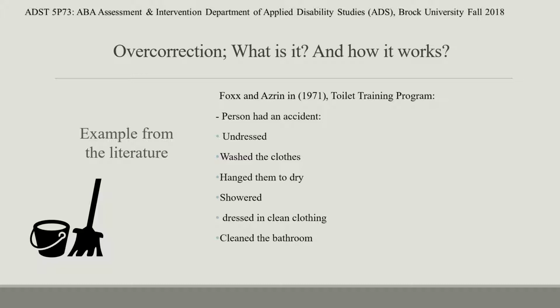The learner is required to engage in effortful behavior that is directly or logically related to the problem. This includes either or both of two elements: restitution and positive practice. Overcorrection that includes restitution and positive practice helps to teach what to do in addition to what not to do.